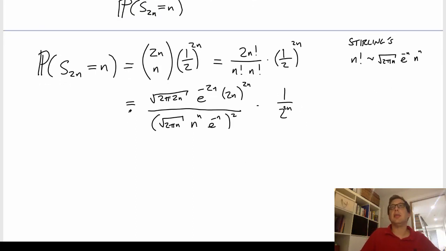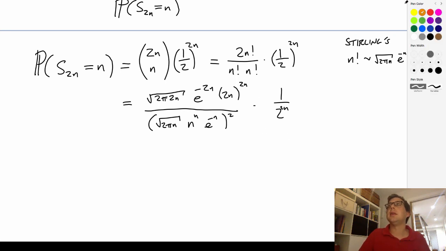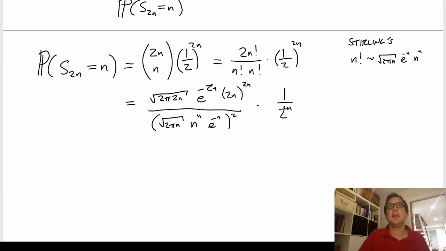So now I can look at cancelling out the various terms involved here. The easiest ones: notice that the e to the minus 2n is going to cancel out with this e to the minus n squared here. Notice the 2 to the power of 2n is going to cancel out with this 2 to the power of 2n here. It's going to get rid of that. Notice that I've got n to the power of n squared, which is going to cancel out with this n to the power of 2n. So all the big terms have essentially cancelled out.